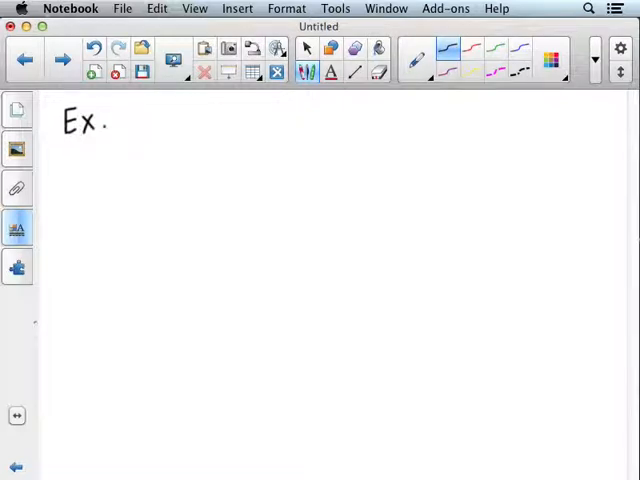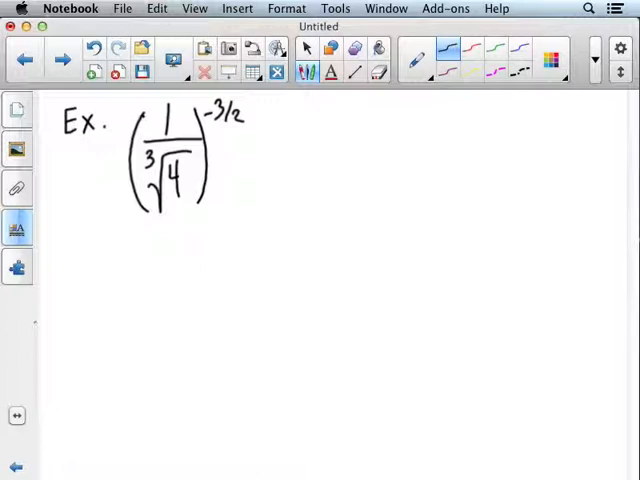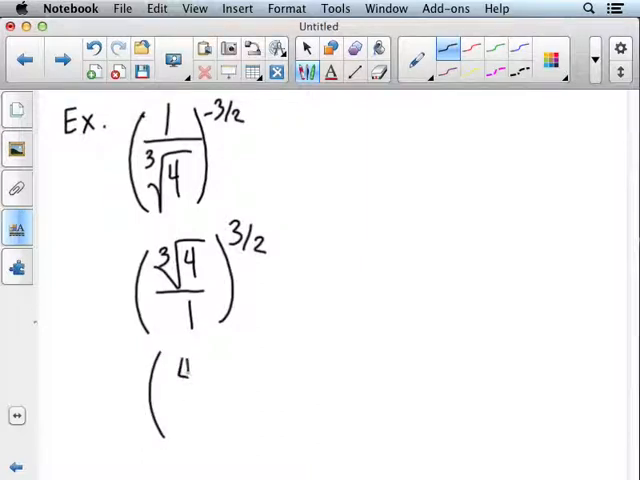Next example, simplify 1 over the 3rd root of 4 to the power of negative 3 halves. Okay, well, I'm going to make this exponent positive by moving the denominator to the top and the numerator to the bottom. So this becomes cube root of 4 over 1 to the power of positive 3 halves, right? I'm just switching them to make the exponent positive. Now I'm going to rewrite this as 4 to the power of 1/3. Divided by 1 is just 4 to the power of 1/3, so I'm not going to divide by 1 to the power of 3 halves.